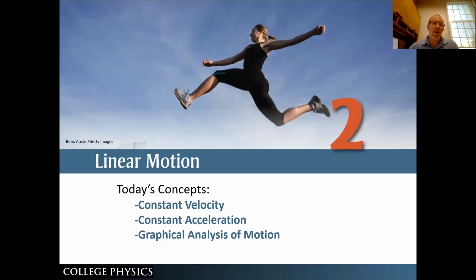Hi, y'all. This is the start of chapter 2, which is all about linear motion. Another way to put that is motion in one dimension. So we could be talking about motion in the x direction, maybe a runner running back and forth across the ground, or we could be talking about motion in the y direction as well. This could be something like a ball falling, or maybe a space shuttle launching straight up in the air.